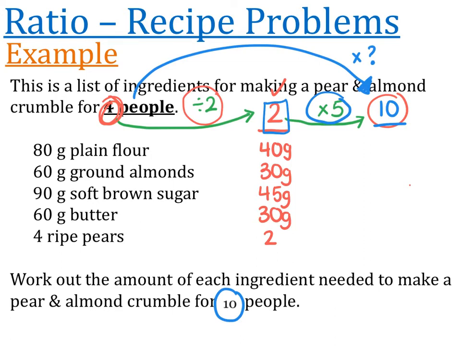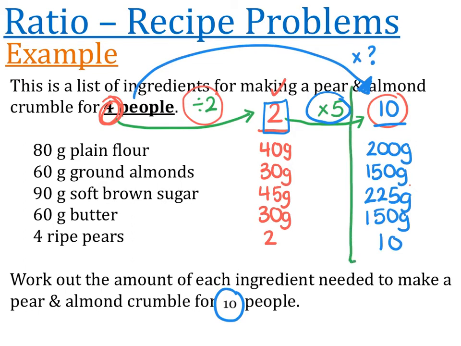So 40 times 5 is 200. 30 times 5 is 150. 45 times 5 is 225. And 30 times 5 is 150. 2 times 5 is 10. And there we go. The entire question is done. So everything that's in this column right here that I'm putting a box around in green, this is my final answer. This is the amount of every ingredient that I need to make the pear and almond crumble for 10 people.